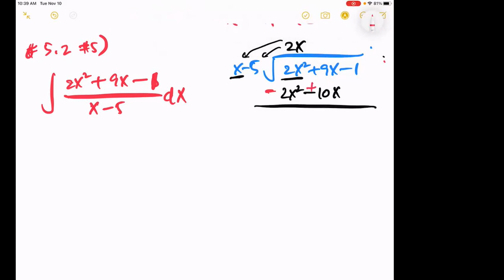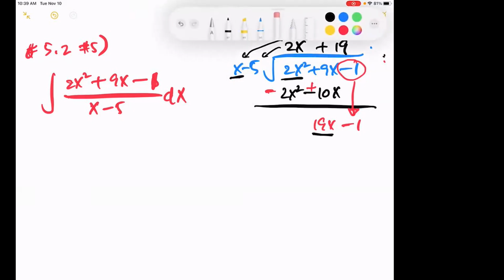Next thing, I did a sign change. So I have now 19x, bring down the negative 1. Now you're gonna say to yourself, okay, I cannot stop yet because I can still make my x into 19x by multiplying by 19, because 19 times x gives me 19x. So this time I'm gonna distribute it.